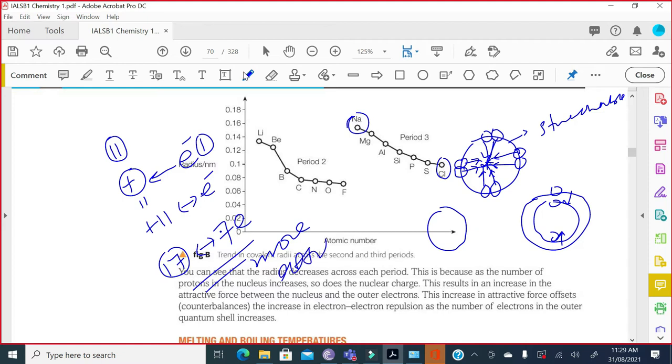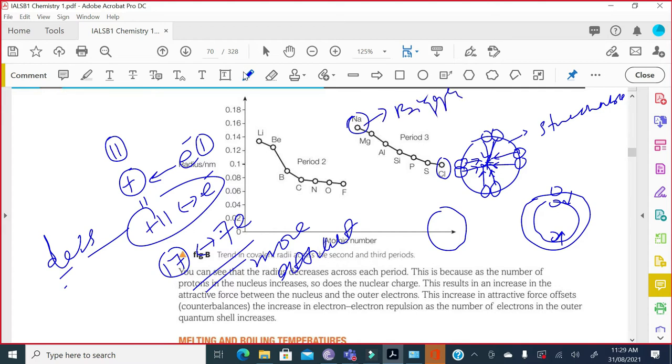Attraction as compared to this one where the attraction is less. Okay, so that's why the size is bigger for it because less attraction is there, and the size for chlorine is smaller, and we call this the atomic radius. Any question you can ask me, please.